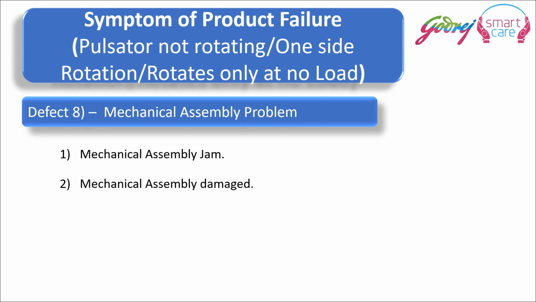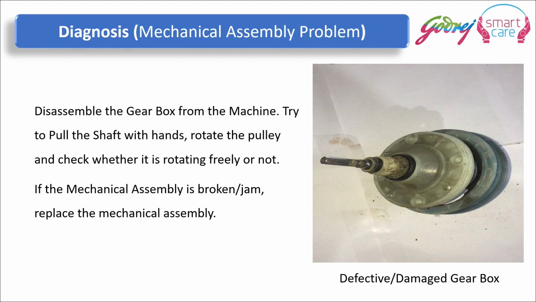In case of a mechanical assembly problem, either jam or damage, we have to disassemble the gearbox from the machine. Try to pull the shaft with the hand and rotate the pulley and check whether it is rotating freely or not. If the mechanical assembly is broken or jammed, we have to replace the mechanical assembly.